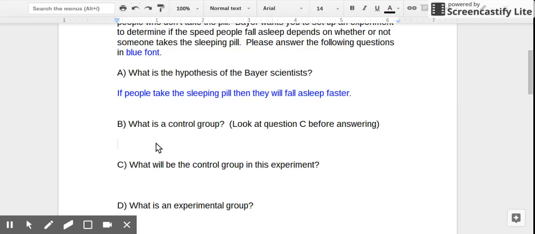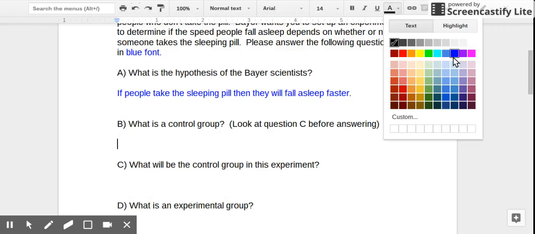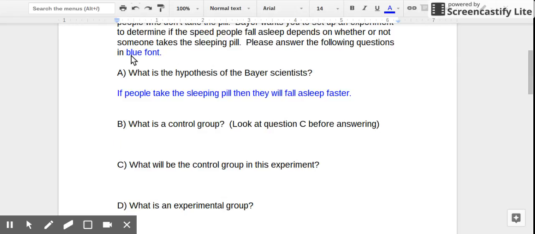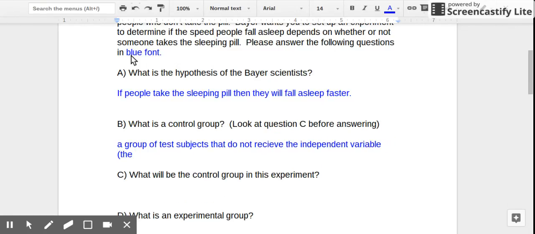All right, so we're going to move on to question B. They're asking us, what is a control group? And this is a general question, right? They're not asking for what the control group is in this experiment. They're just asking for a definition of control group. So a control group is a group of test subjects in the experiment that do not receive the independent variable. Or in parentheses, you could say the treatment if it helps you understand it better.